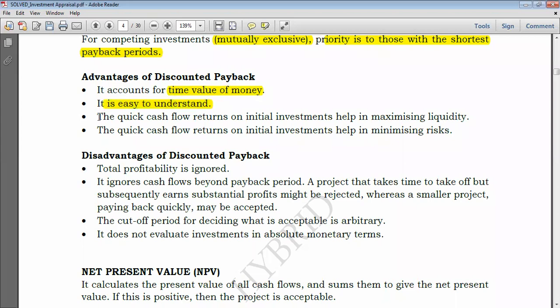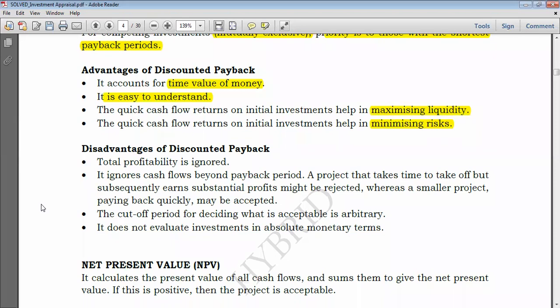And then you're told the quick cash flow returns on initial investment help in maximizing liquidity. It attempts to maximize liquidity because it prioritizes quick recovery of the investment. That means the firm becomes more liquid. It doesn't have to wait much longer before recovering the investment. And then you're told the quick cash flow returns on initial investment help in minimizing risk. Of course, by enhancing liquidity, you also minimize the risk of failing to meet short-term maturing obligations as they arise. That's just an example.